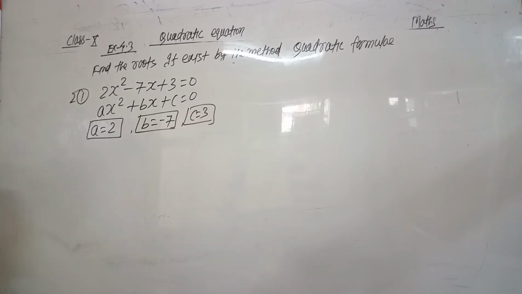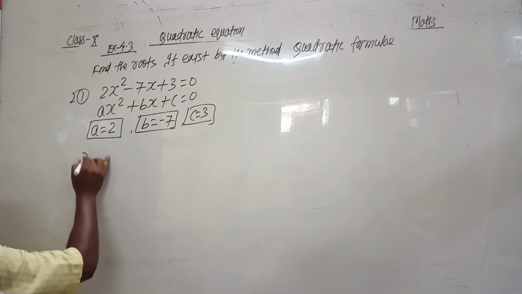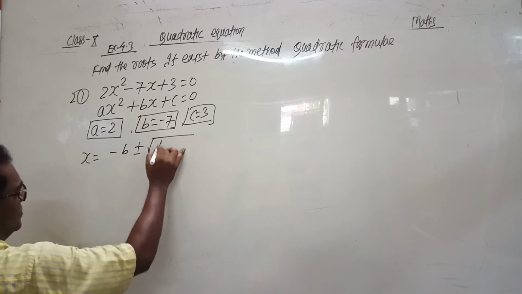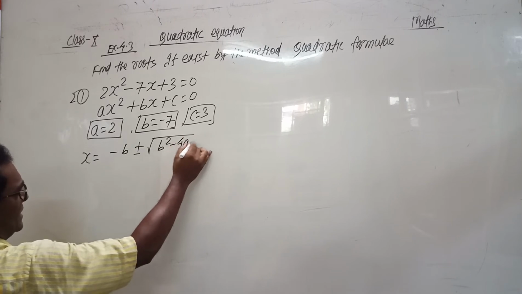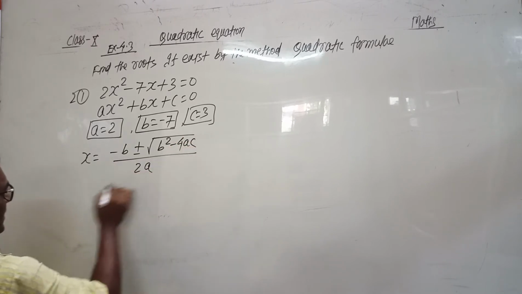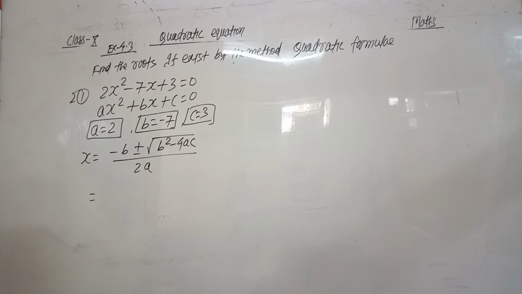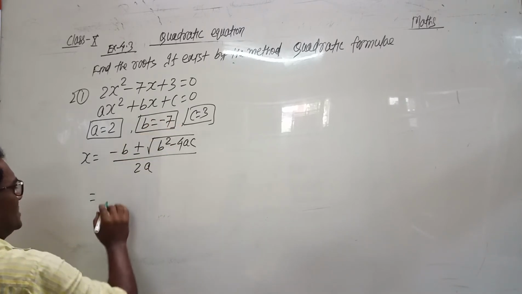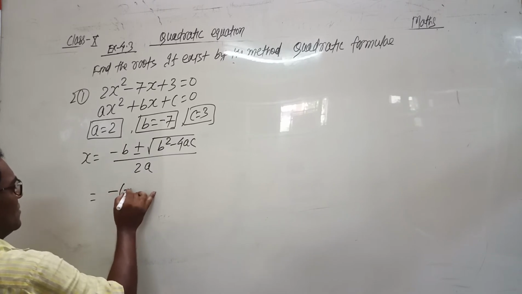Then we have to write the formula. The formula is x equals to minus b plus minus under root of b square minus 4ac upon 2a. Use all these values. Minus b, already there is minus and the value of b is also minus. So minus of minus 7.